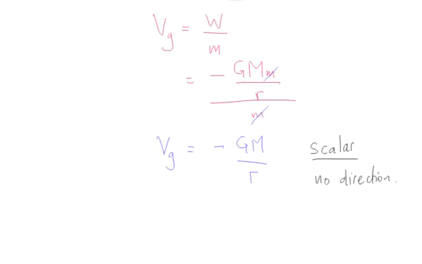If we look at this thing up here, then the gravitational potential is the work done over mass. If I multiply both sides by mass, then in general the work done is equal to the mass times the gravitational potential, and the work done is the same as the change in gravitational potential energy. And I believe this is in your data booklets.